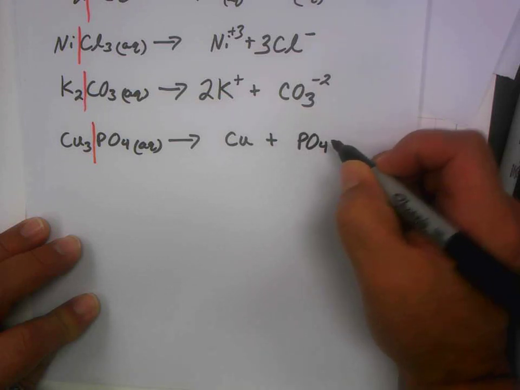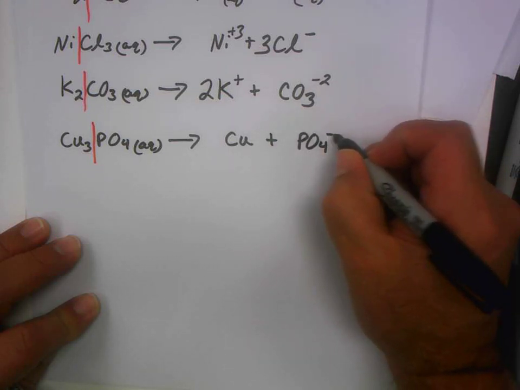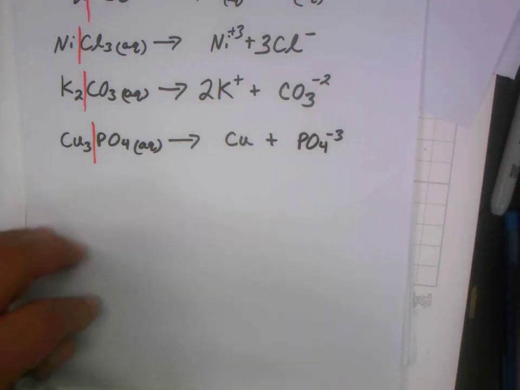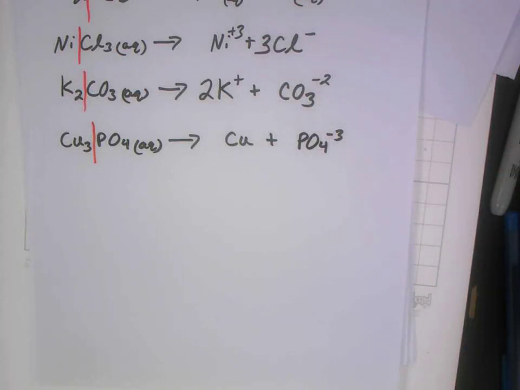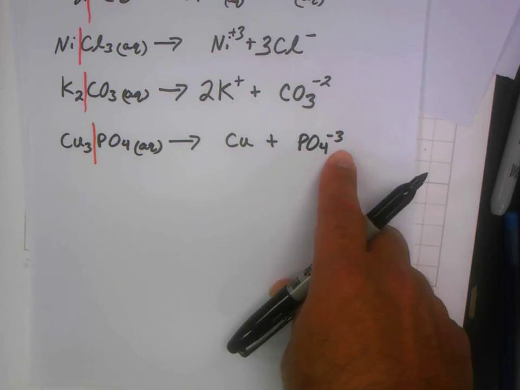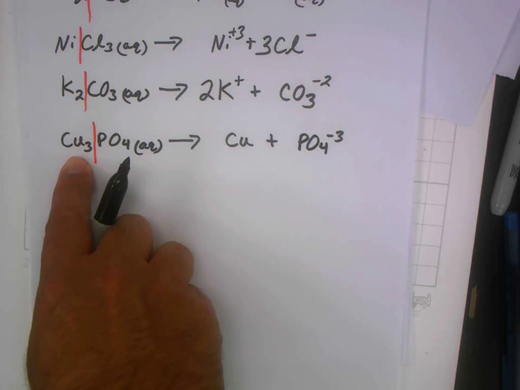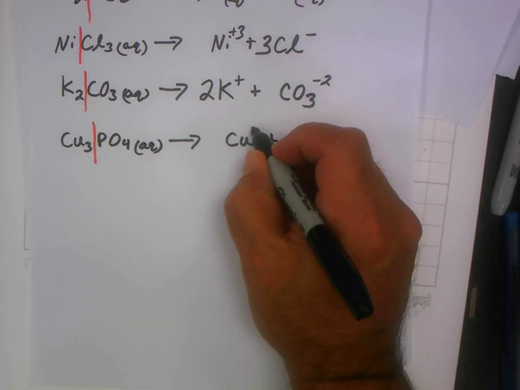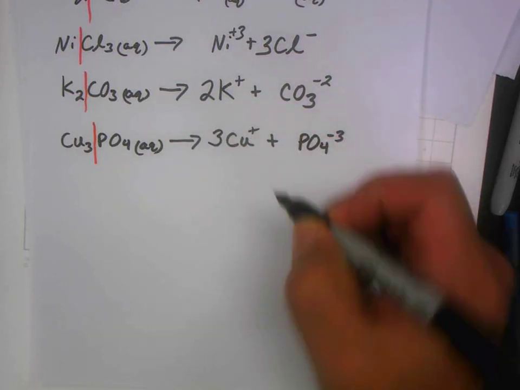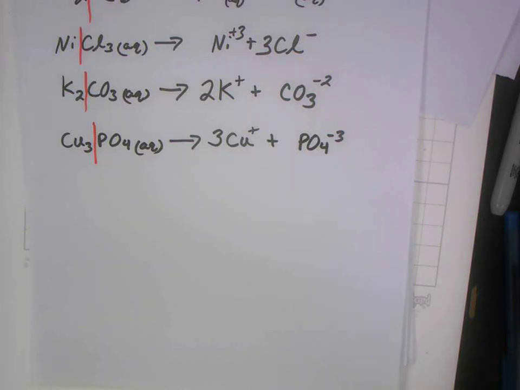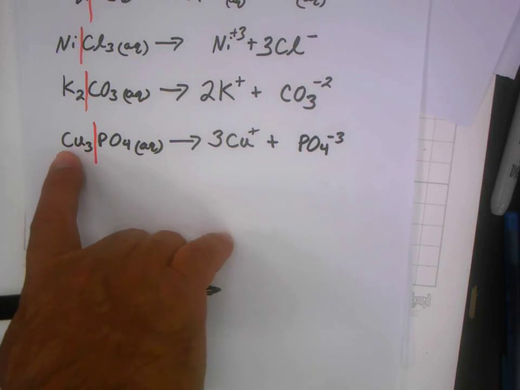Once again, because we memorized the polyatomic ions, we already know not only is phosphate's formula PO4, we already know that the PO4 is phosphate, but we also know it has a -3 charge. And since this is -3, and there are 3 coppers, it means each copper has to have a +1 charge, right? Because there are 3 coppers. We move the 3 in front of the copper. Usually the subscript of the metal goes to the front.